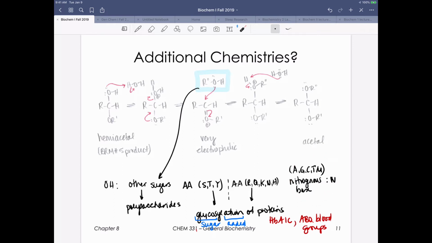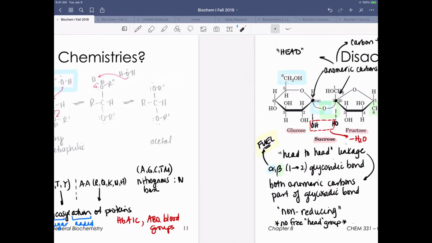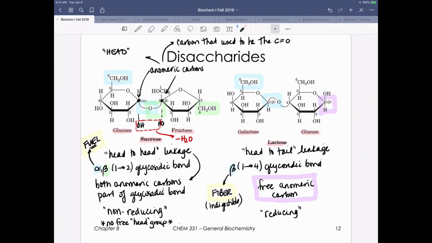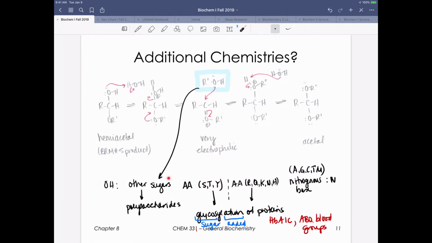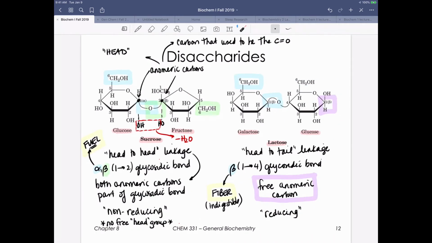One other source of a nitrogen as a nucleophile is the nitrogenous bases such as A, G, C, T, and U. This is how we add the nitrogenous base to the sugar to make nucleotides. Again, linking these together, if we have the hydroxyl group as another sugar, that can generate first disaccharides, but ultimately polysaccharides. So when we think about disaccharides, there is some anatomy that's important to consider.